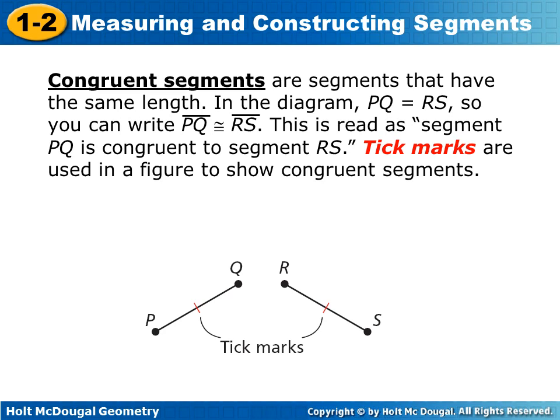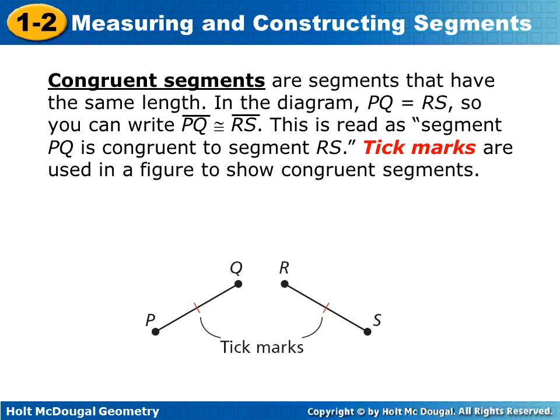Congruent segments are segments that have the same length. In this diagram, PQ is equal to RS, and remember there's no line above the PQ and RS because we're talking about distances. So the length of PQ is equal to the length of RS, so you can write line PQ is congruent, and that equal sign with the swoosh over it is congruent to RS, line RS. This is read, segment PQ is congruent to segment RS.